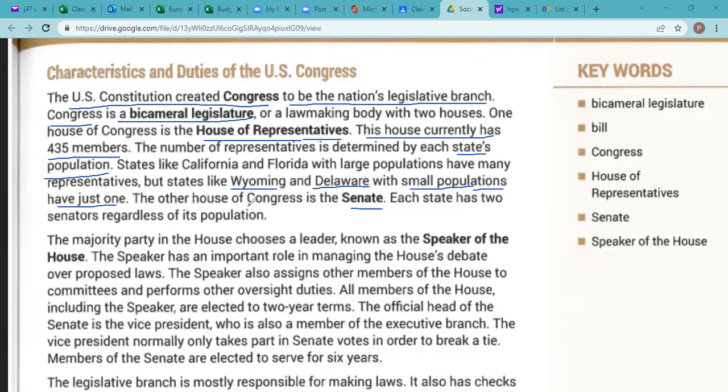The other house that we're going to talk about in Congress is the Senate. It says here that each state has 2 senators, regardless of the population. So if you think about how many states we have in the United States, we have 50, right? And if there's 2 for every state, that means we must have 100 senators in Congress for the Senate. Okay. So let's look a little further into this.